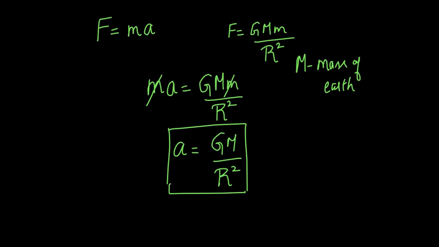But acceleration is dependent on the mass of our planet Earth. So acceleration is dependent on the mass of our planet. In other words, acceleration is dependent on the mass of the object that it is falling onto. In our case, it's our planet Earth, and it is completely independent of the mass of the object that is falling.